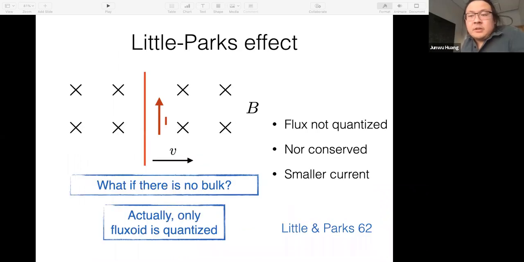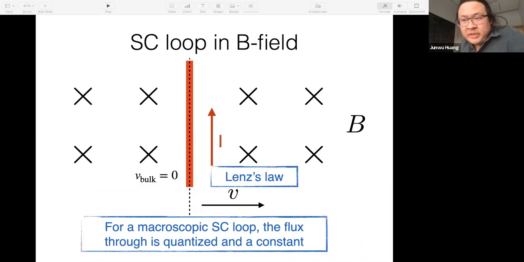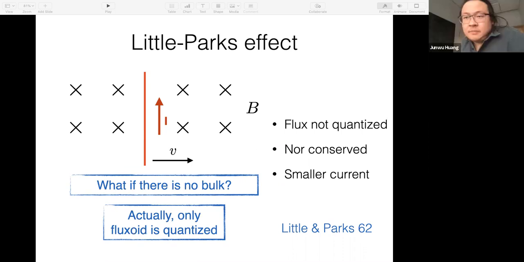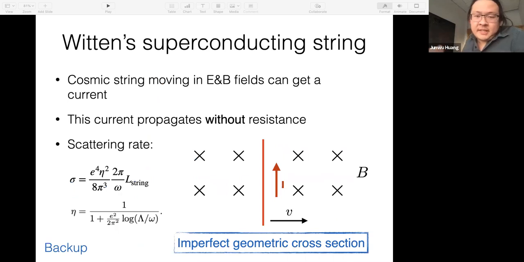Yeah. Right. So what the Little Parks effect shows you is, if I have a superconductor with no bulk, meaning the penetration length of the photon is larger than the thickness of the superconductor, flux can actually go through. And the superconducting string is an example of that. So I can think of this interaction that Witten calculated as some residual interaction between the superconductor and the photon. That's how you see why flux can go through, basically because his superconducting string is super thin.